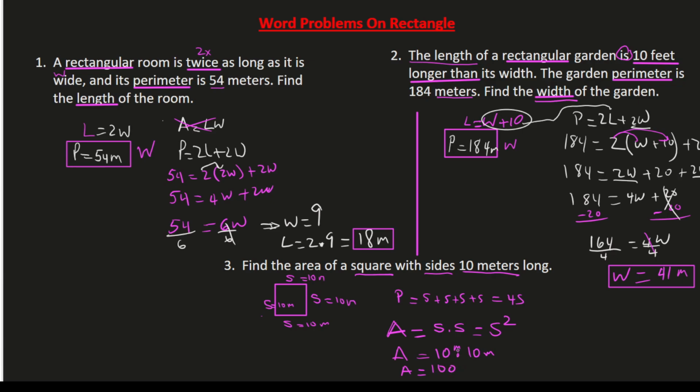But you see that meter times meter is meter squared. So this is the value of the area of the square with sides 10 meters long.